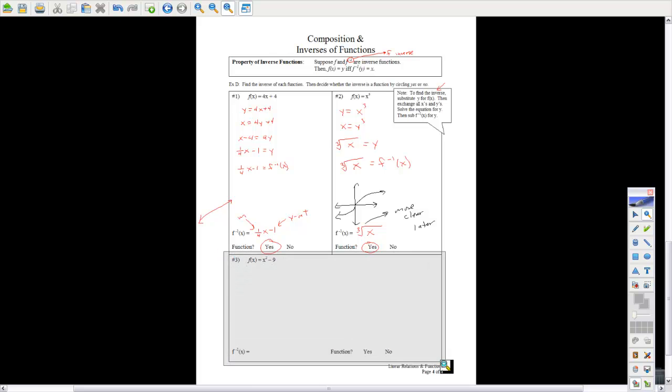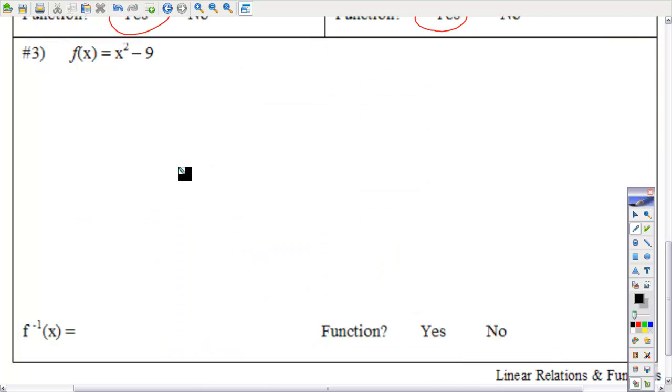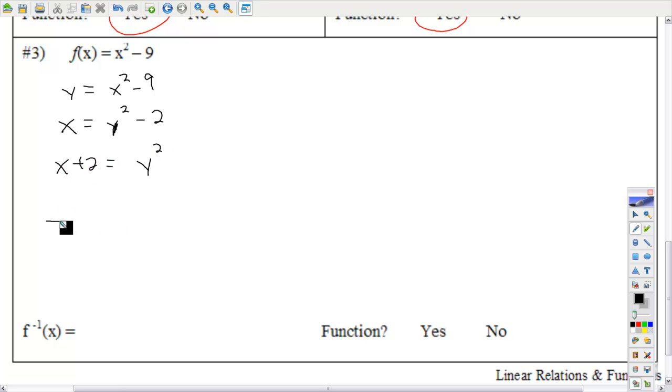Alright, number 3. This is our last problem. Was to find the inverse. Replace f of x with y. Interchange my x's and y's. Get y by itself. I'm going to add 2 to both sides. Square root both sides. When you do an even root, always do plus or minus. And then I'm not going to write f to the negative 1 of x again because it's written down here. You need to write it someplace, but it's already written.